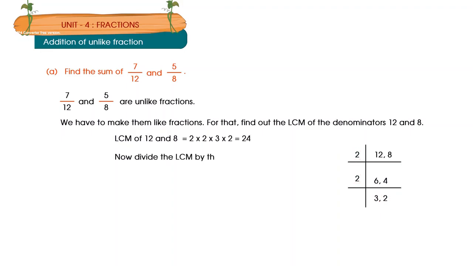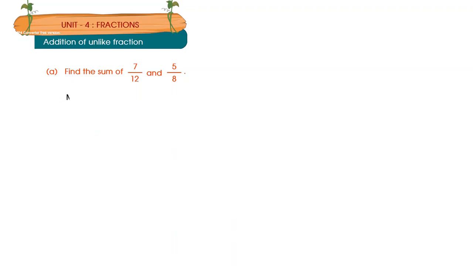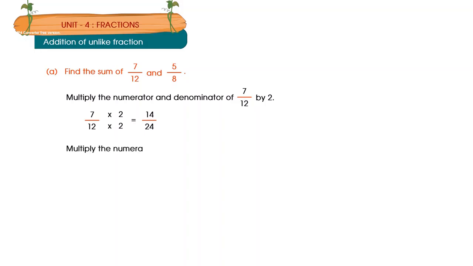Now divide the LCM by the two denominators. 24 divided by 12 is equal to 2. 24 divided by 8 is equal to 3. Multiply the numerator and denominator of 7/12 by 2. 7 into 2 is equal to 14. 12 into 2 is equal to 24. Multiply the numerator and denominator of 5/8 by 3. 5 into 3 is equal to 15. 8 into 3 is equal to 24.